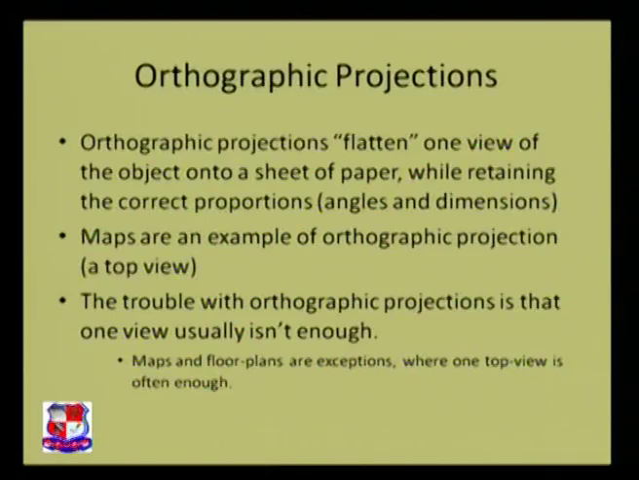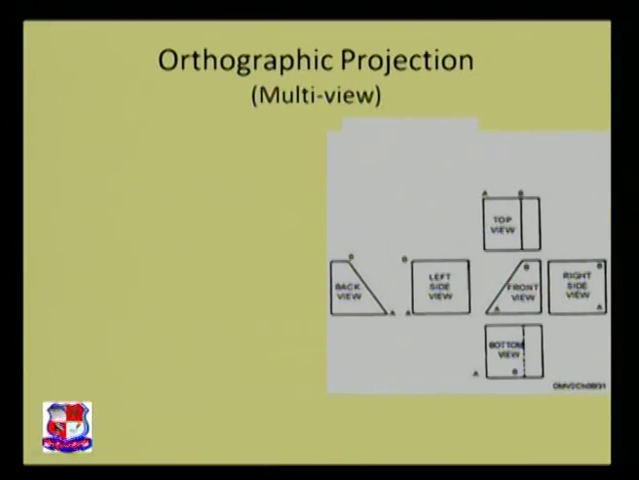So this is the basic problem with orthographic projection. One view might not be enough for any object. Yeah, a map as well as a building's floor plan can be exceptions for the same. Orthographic projection can be said to be multi-view projection also.